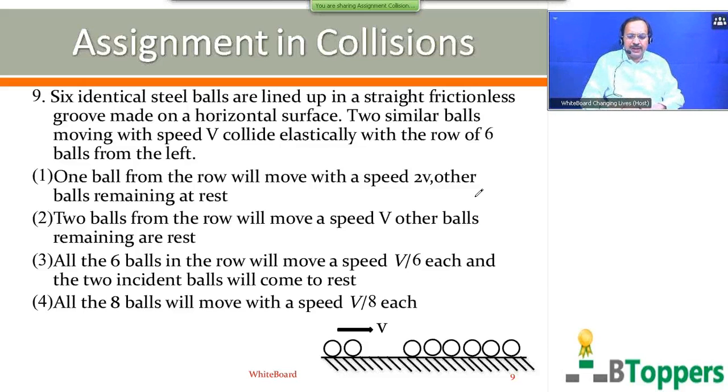So for question number 9, second option will be the answer. That is 2 balls on the row will move with a speed v. So second one will be the answer. That is, two balls from the row will move with a speed v. Other balls remaining at rest.